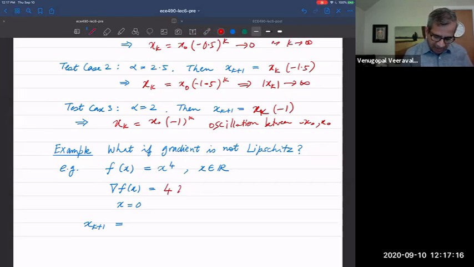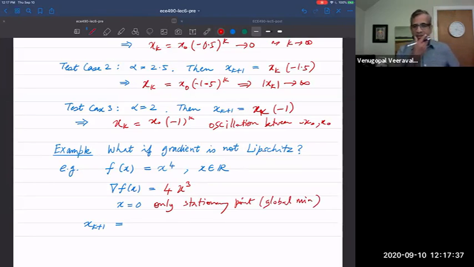So the gradient here is 4x cubed, or x to the 4th. And we know that x equal to 0 is the only stationary point for this function. And it's a global minimum. We already know that, right? It's a strictly convex function, and 0 is the global minimum. So let's see what happens to gradient descent when we apply it to this.